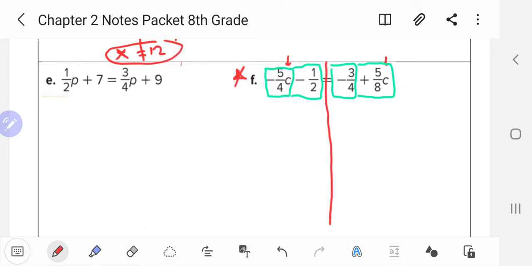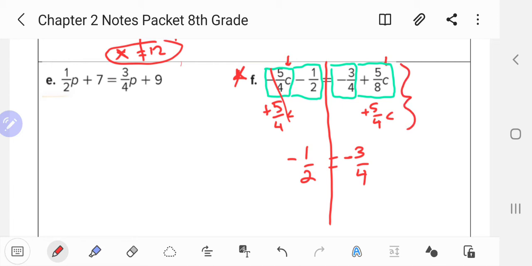Now, I want to get rid of one of these variable terms here. So I like to get rid of the negative one. So I'm going to add 5/4 C and add 5/4 C. So that cancels out. I'm left with negative 1/2 equals negative 3/4. But what do I have to do here? I gotta add these guys. So I'm gonna get some scratch space here, right off to the side here.